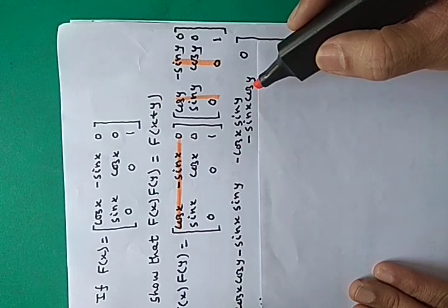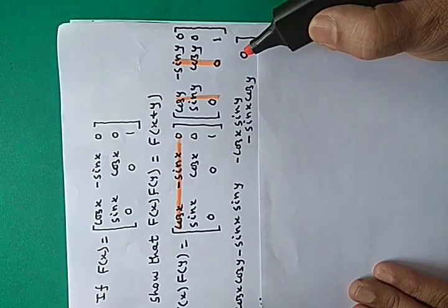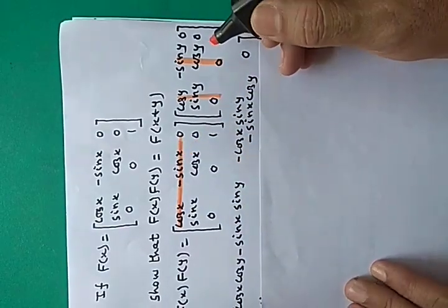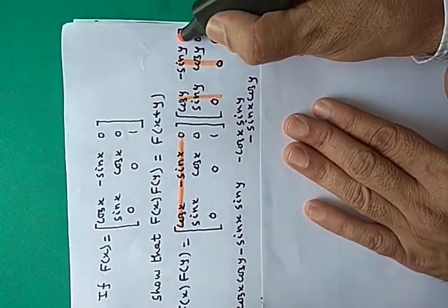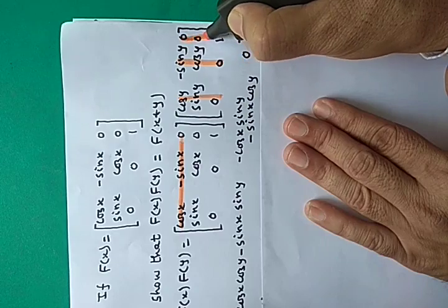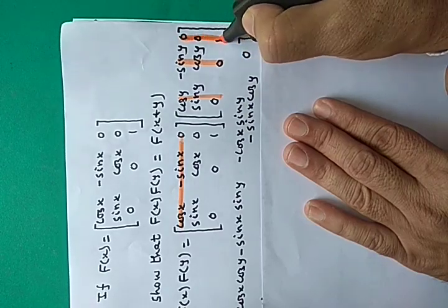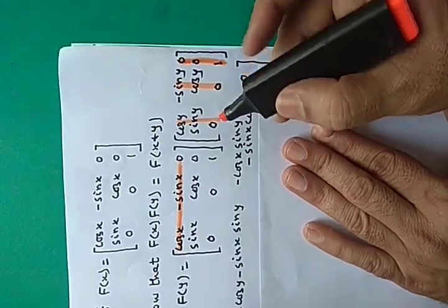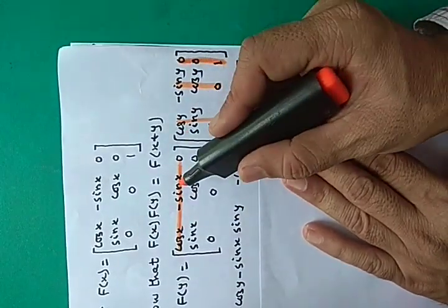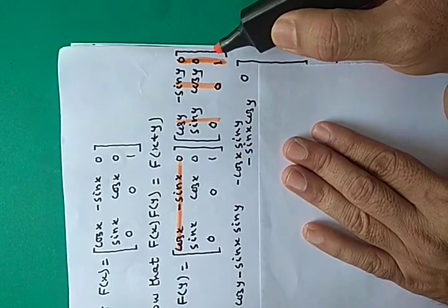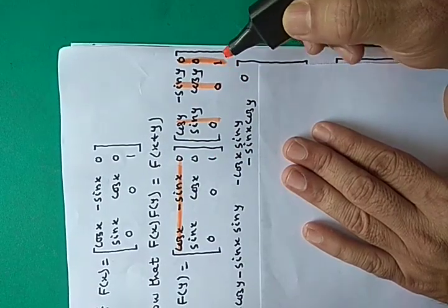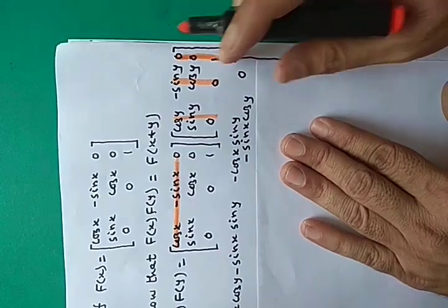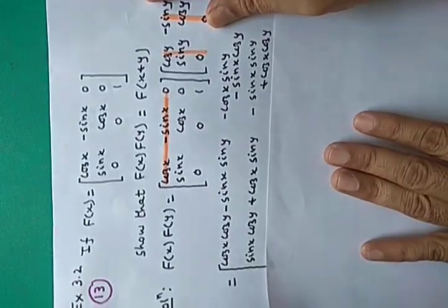Now the next element is A13. For A13, you have to multiply the first row with the third column. This is the third column. So you have to multiply cos x with 0, sin x with 0, and 0 with 0. So the summation will be 0 only. So this is A13.